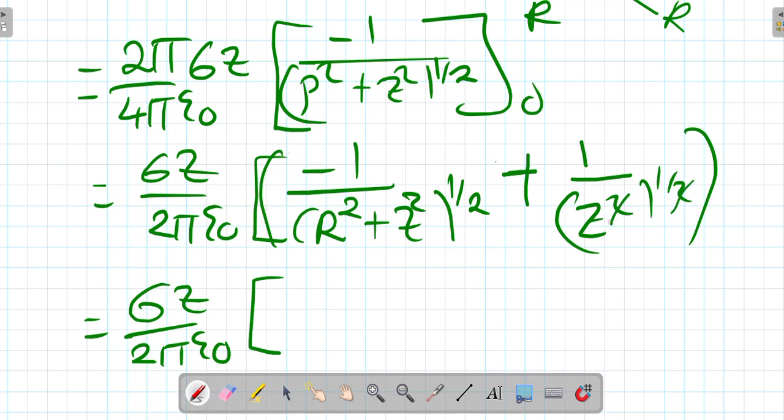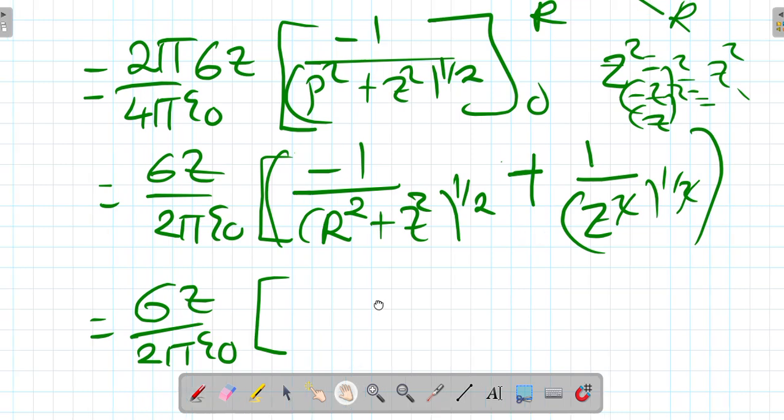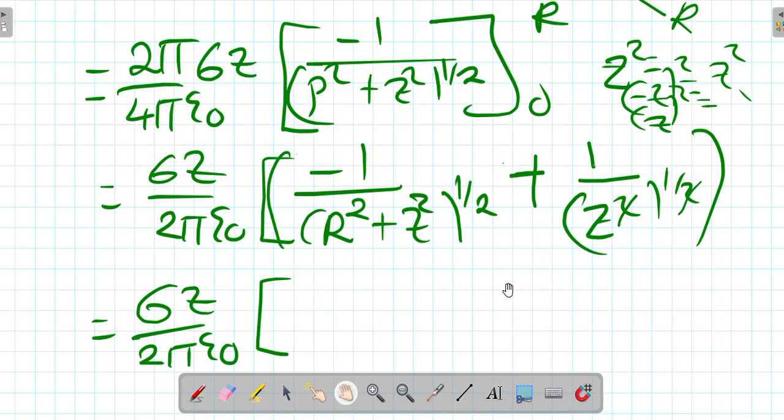Now once you cancel, if you had z squared, z can either be positive or negative, the z squared will always give us the same answer. Negative z squared will give us z squared. Positive z squared will give us z squared. So whenever you had z squared somewhere, to be safe, we always replace it with the absolute value of z.